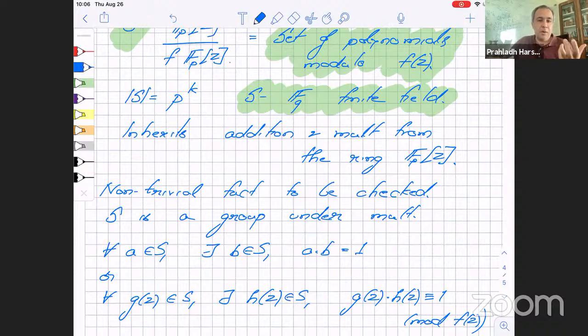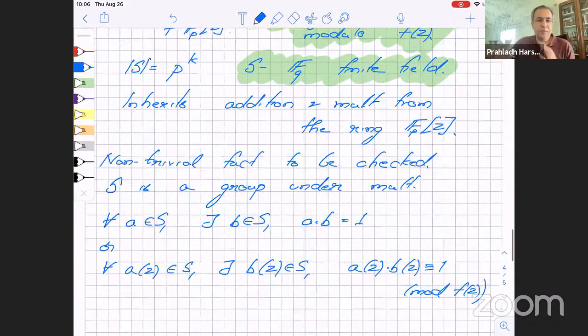That is, you give me a polynomial. Notice, if you didn't have this mod operation, polynomials don't have a multiplicative inverse. Actually, let me just use A and B. You give me a polynomial A of Z. There exists another polynomial B of Z, so that when you multiply them, the product polynomial is obviously not the one polynomial, but it is a polynomial which, when you divide it by F, leaves remainder 1.